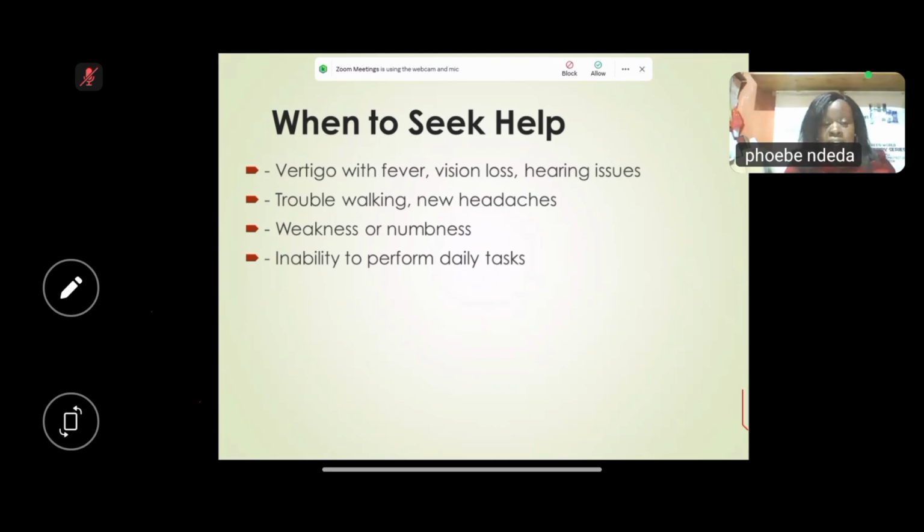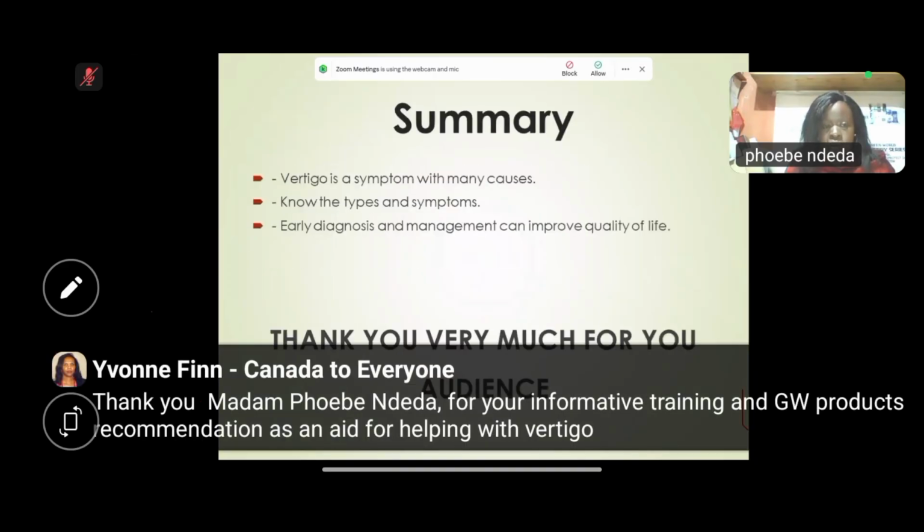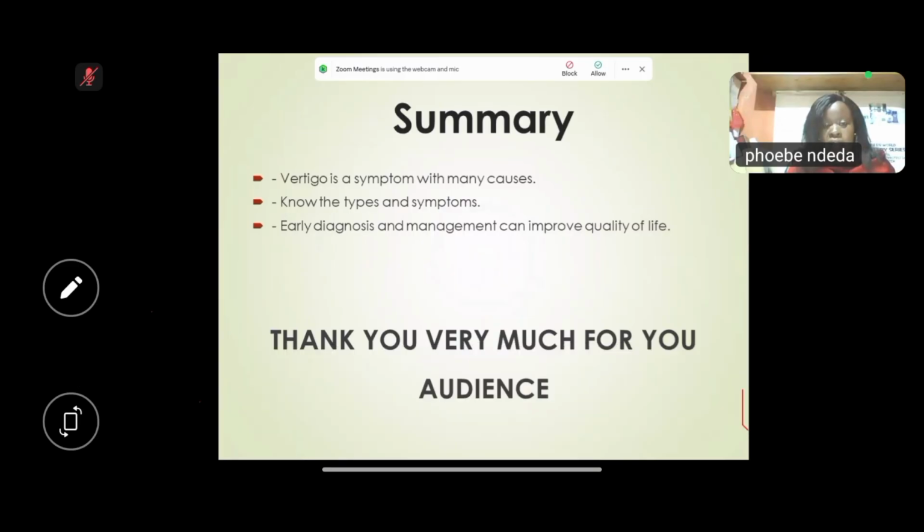So Mr. Fred, that is the little I can share today, and I hope imesaidia mtu hapo. And in summary, we can say that vertigo is a symptom with many causes, as you have seen. It is a symptom with many causes. Just know the type and also the symptoms. And we are also saying that early diagnosis and management can improve quality of life. And I can just say thank you very much for your audience.